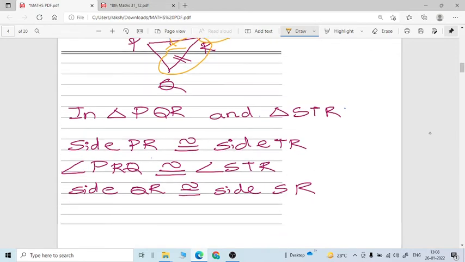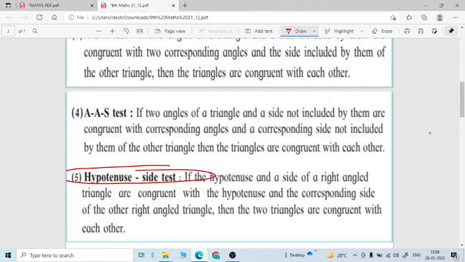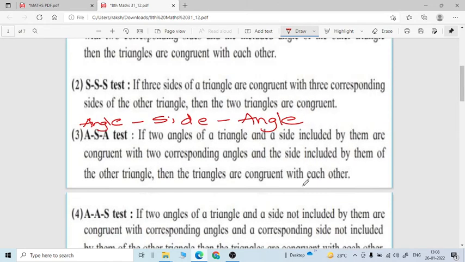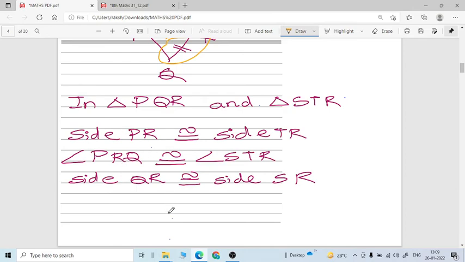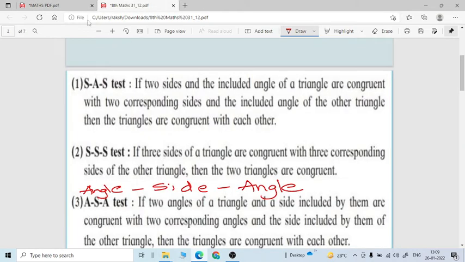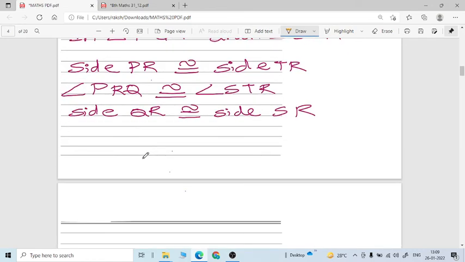Okay, so which test? Yes, student, which test? Side angle side test. First one, two sides and one angle. The same, two sides and one angle are the same. See this property and this property, it's the same. Pause the video, read once again. Okay, now this one is the same.